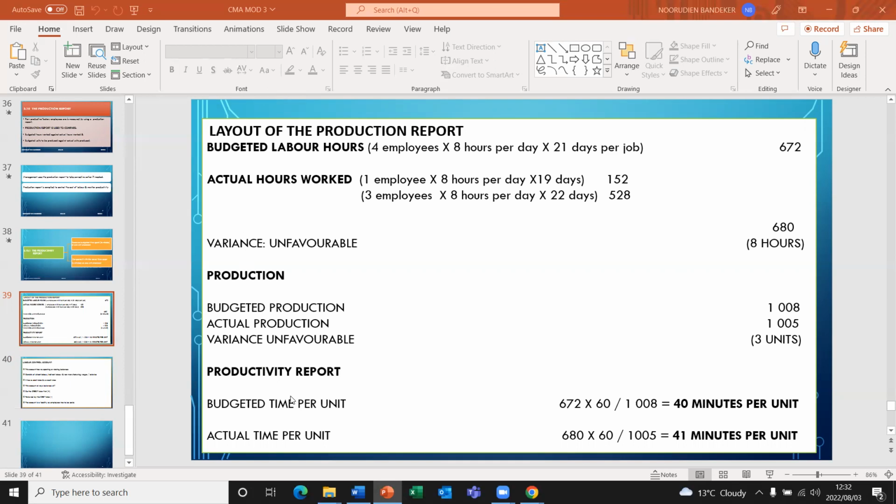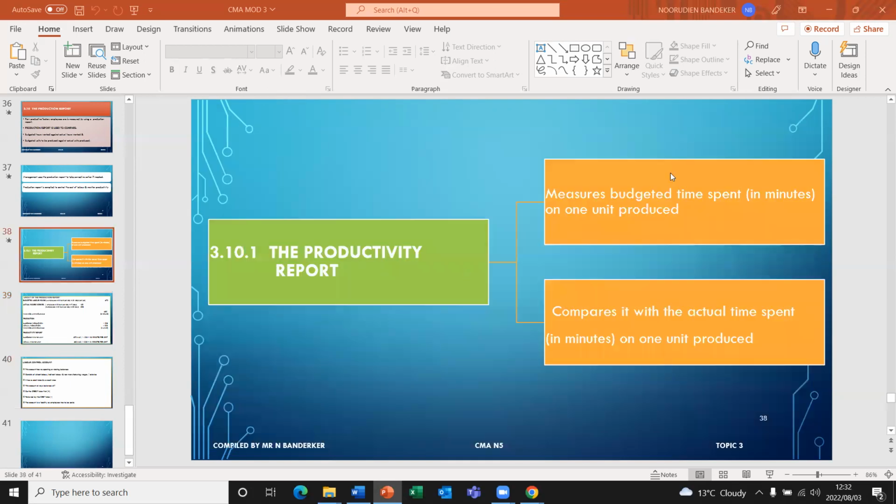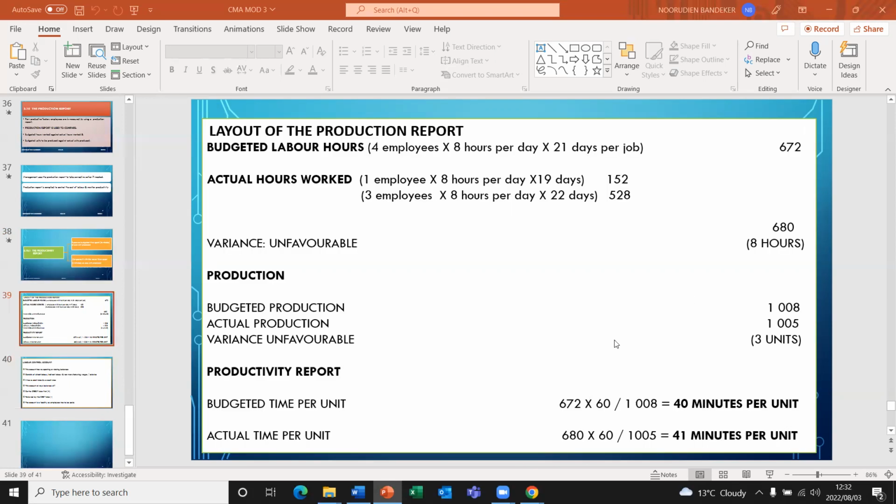Now we're going to the productivity report, and this is where you look at your time spent in minutes, budgeted, and you compare it with time spent actual in minutes. So what do we do here? We take the budgeted hours of 672 times 60 minutes, because your answer must be in minutes. You divide it by 1,008, that gives you 40 minutes. Now you take your actual time spent, there was 680 hours, that's your actual hours, times 60 minutes, divided by 1,005, and that gives you 41 minutes. So that, ladies and gentlemen, based on this, we will do a conclusion.